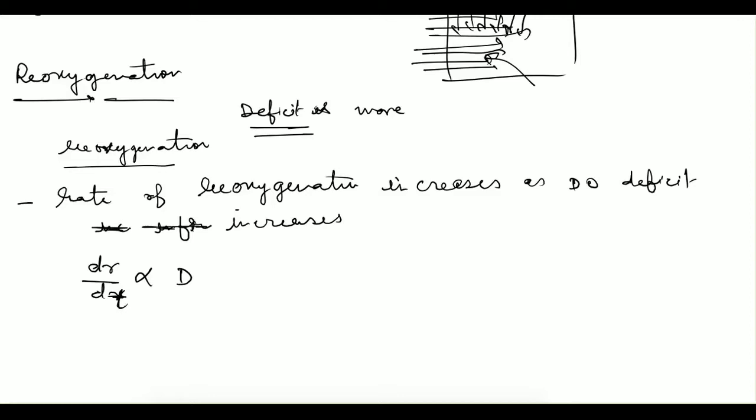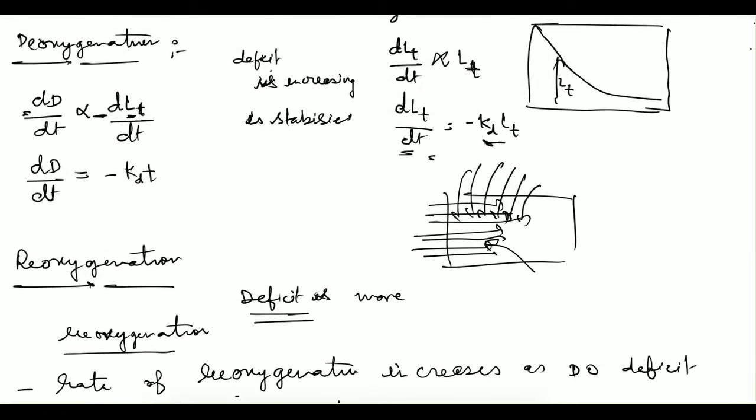So if reoxygenation is increasing, then what will happen to the deficit? The deficit will decrease. Obviously, if more and more oxygen is being supplied, then the deficit will decrease. So we can put a negative sign here and say dr by dt, that is your rate of reoxygenation, is equal to minus kr, the rate constant for reoxygenation, into D. Similarly, we had kd, the rate constant for deoxygenation.